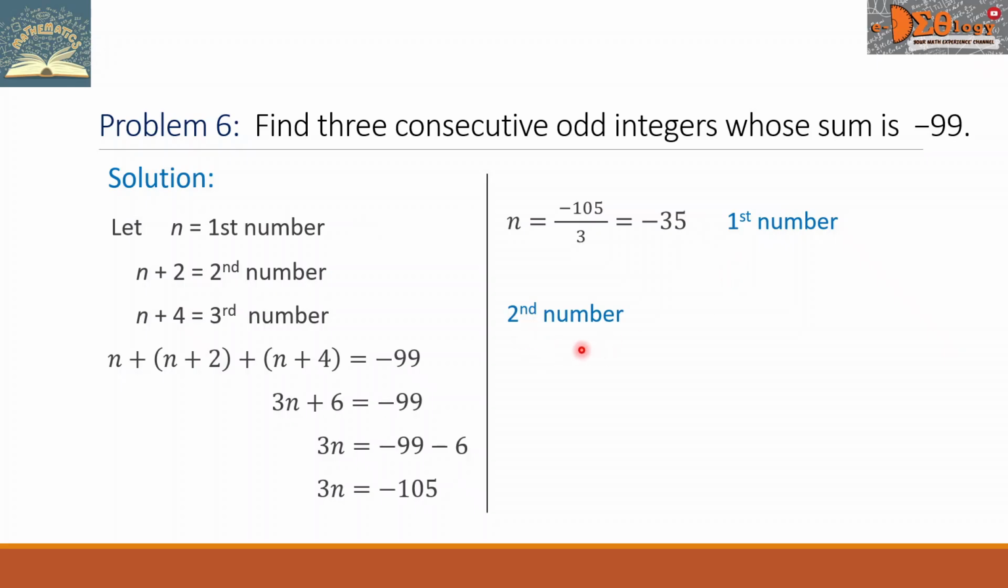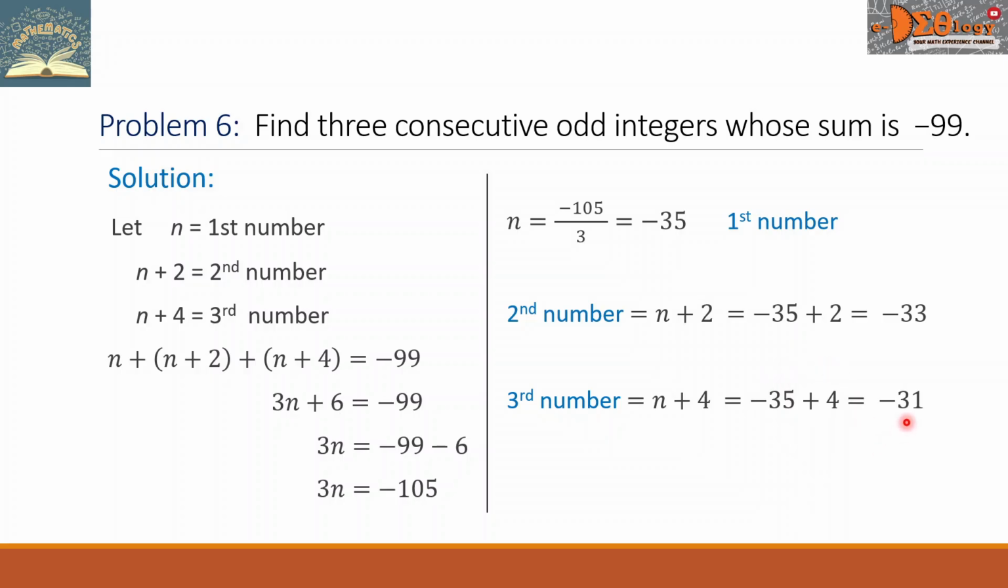We compute for the second number. Our formula is n plus 2. We substitute the negative 35 for the n, so negative 35 plus 2. The answer is negative 33. For the third number, our formula is n plus 4. We substitute this negative 35 to this n. Negative 35 plus 4. And the answer is negative 31.